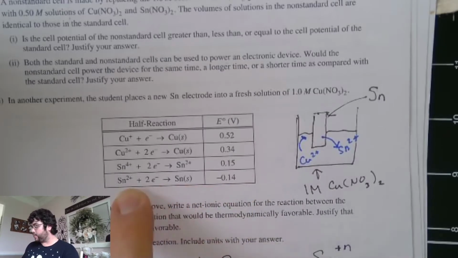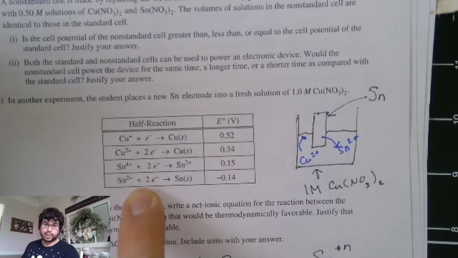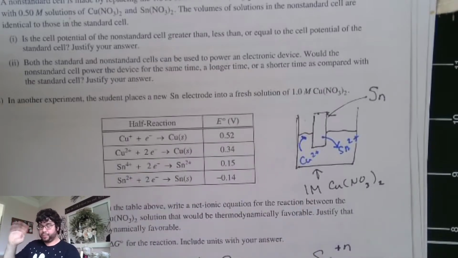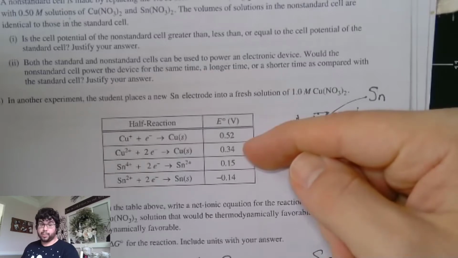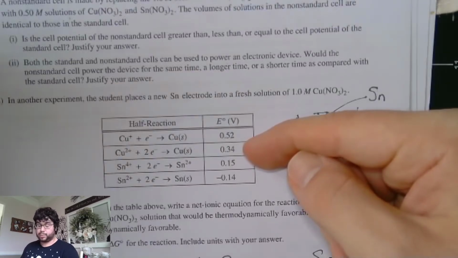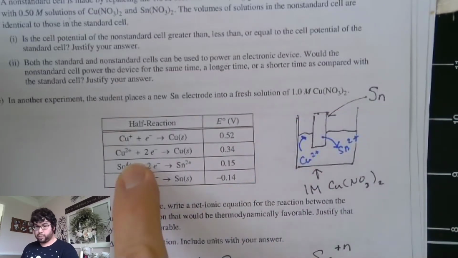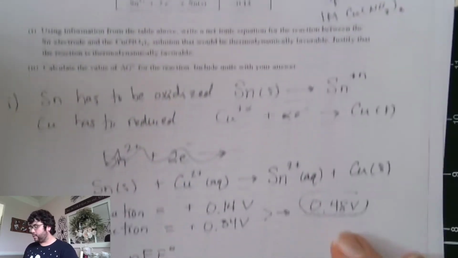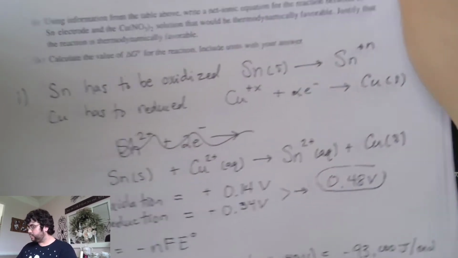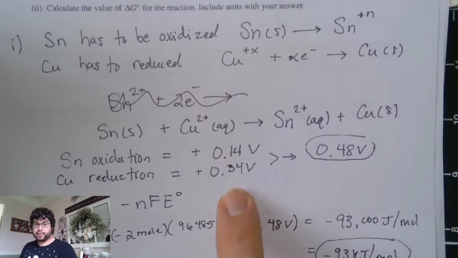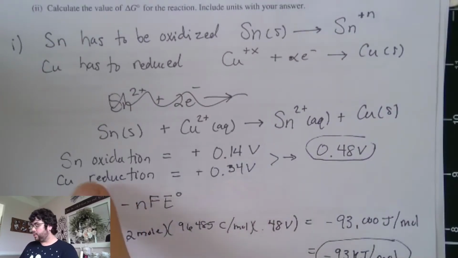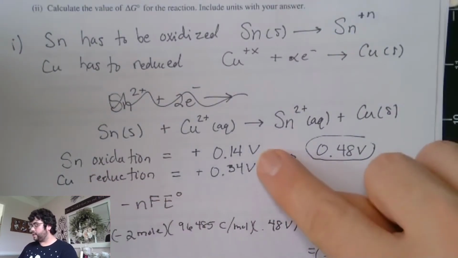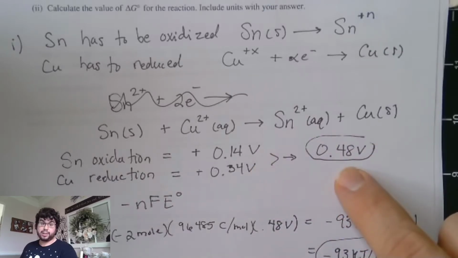I'm going to flip this one because this is the reduction reaction equation, but I'm going to be oxidizing the tin. So I'm going to flip it. And then this is the reduction. Copper is being reduced. In this case, copper 2+ is being reduced. So I use this value. I use copper 2+ because copper nitrate is copper 2+. All right, so I wrote that all over here. And then I added the values together. So the tin oxidation and the copper reduction added together give us 0.48 volts.